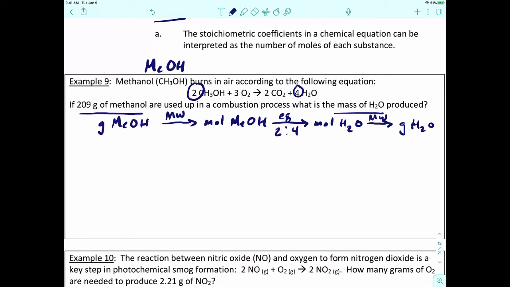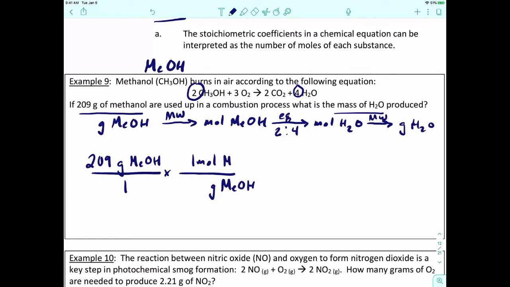All right, so let's start this off. So if we know we've got 209 grams of methanol, we need to convert this to moles of methanol. We need to put the grams on the bottom so that they cancel out with the 209 grams. So if we calculate the molecular weight of methanol, that number comes out to be 32.04 grams. So that way grams of methanol cancel out.